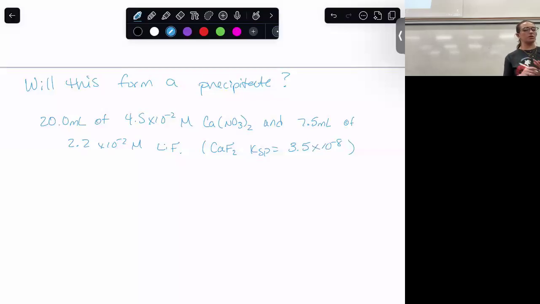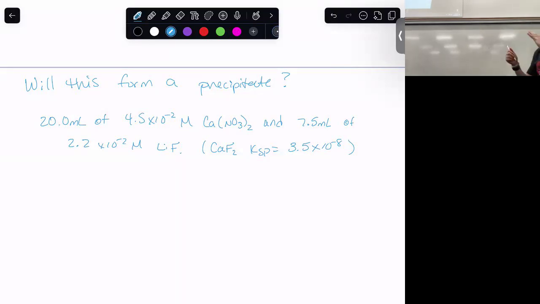Kind of, but you could get away with not doing a nice table with this one. Okay. So what we're given is calcium nitrate and lithium fluoride, but we're asked for calcium fluoride. So is calcium fluoride given to us? No, right? We don't really know where that's coming from.